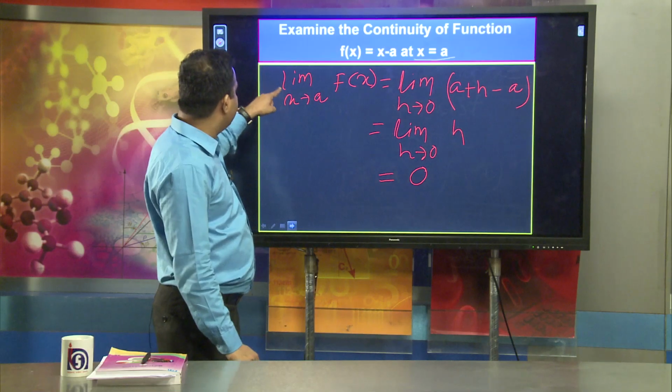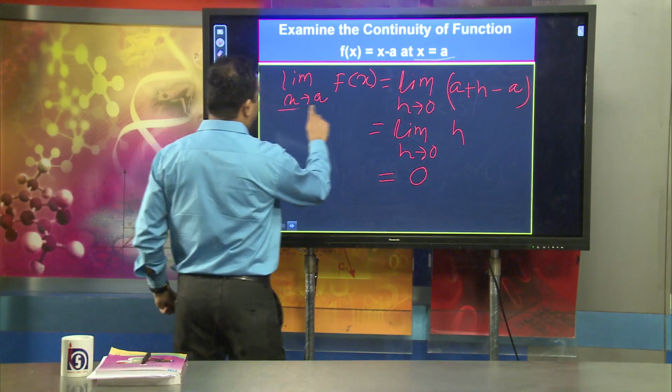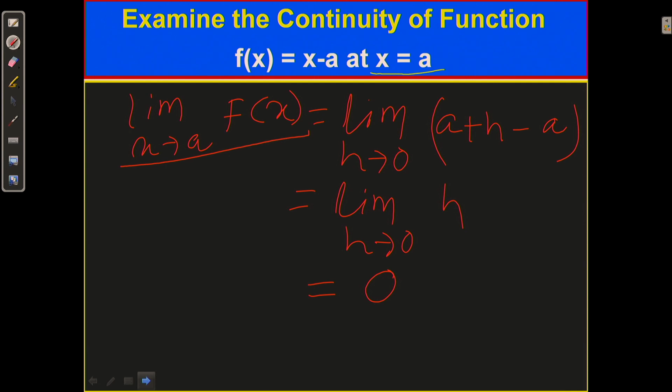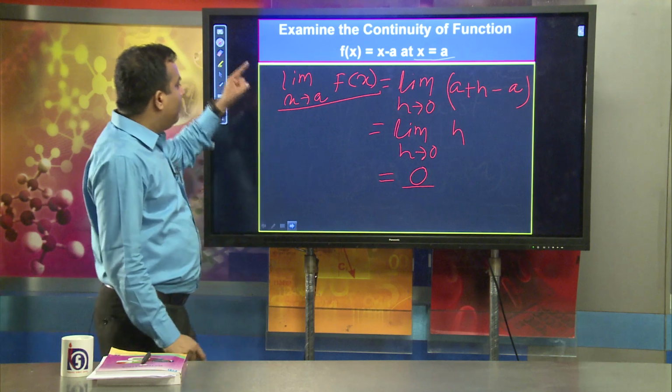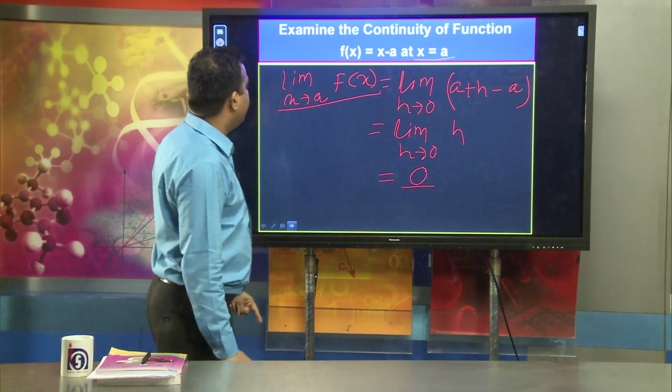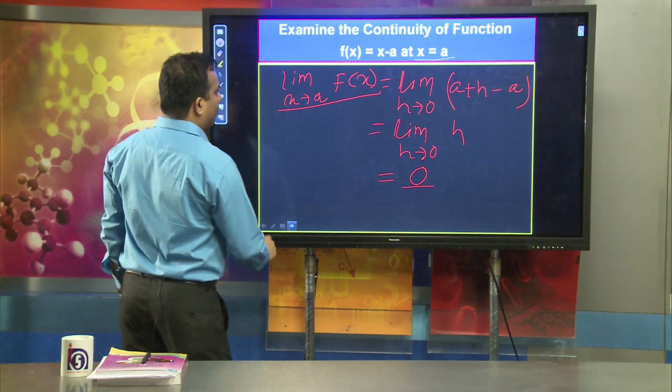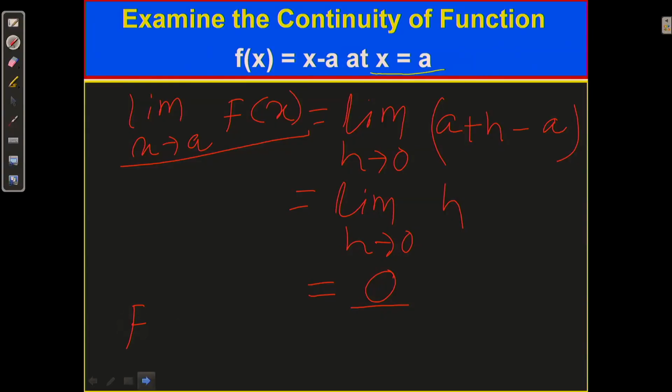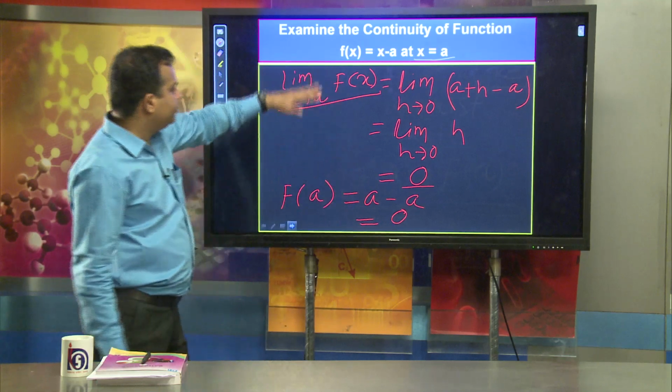So, now we get limit x tends to a f of x which is equal to 0. And if we put x equal to a, suppose I would like to take f of a, which is equal to, in place of x I have written a, that will be a minus a, which is also equal to 0. Now, what do we observe?